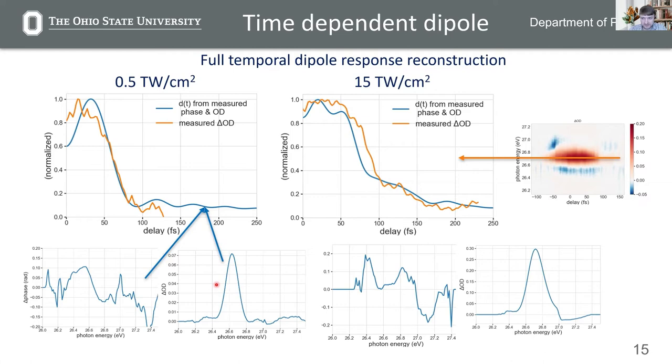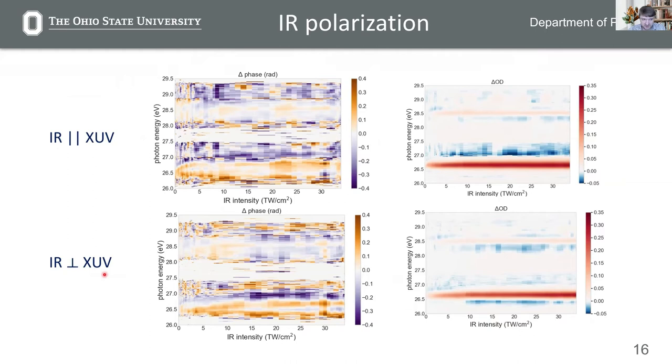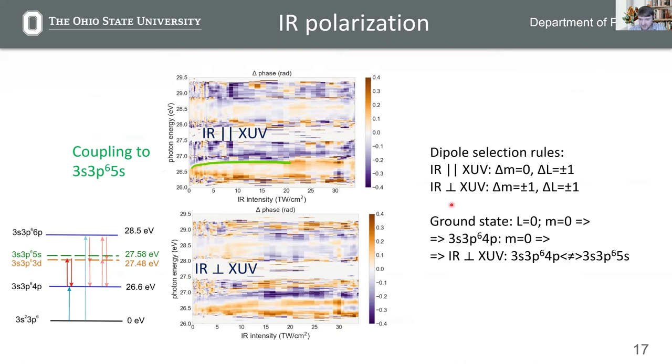If we now go back to the intensity scan, we could easily change the polarization of the infrared radiation, and the result is quite different if we change the infrared to the orthogonal case. When the infrared is orthogonal to the XUV polarization, the phase changes quite significantly while the absorbance doesn't change dramatically. This is in general expected because the dipole selection rules change for these cases. In the parallel case, if we quantize along the common polarization, the selection rules set delta M to be zero, while for the orthogonal case, it must be plus or minus one.